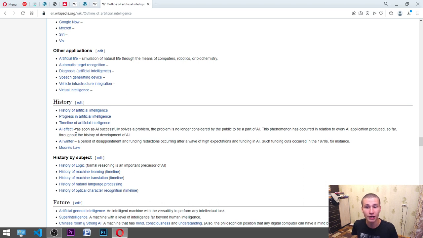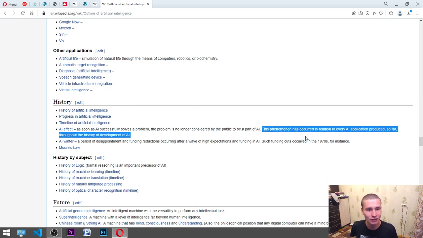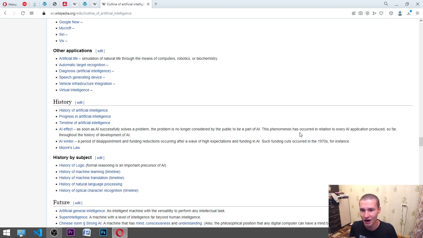Let's read about the AI effect. As soon as AI successfully solves a problem, the problem is no longer considered by the public to be a part of AI. This phenomenon has occurred in relation to every AI application produced so far throughout the history of development of AI. Okay, an AI winter is a period of disappointment and funding reduction occurring after a wave of high expectation and funding in AI. Such funding cuts occurred in the 1970s, for instance.